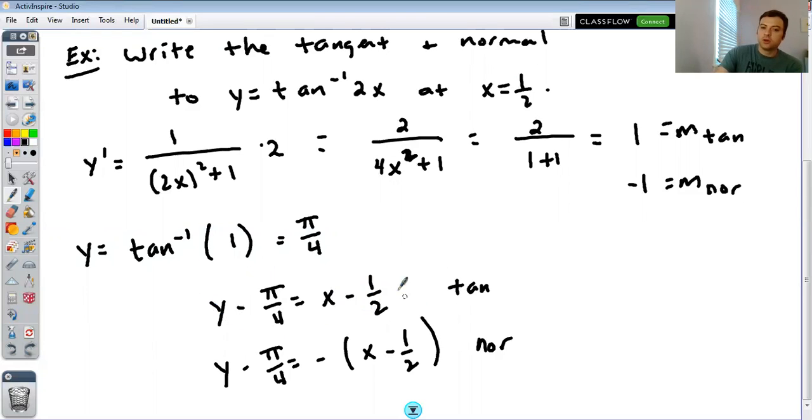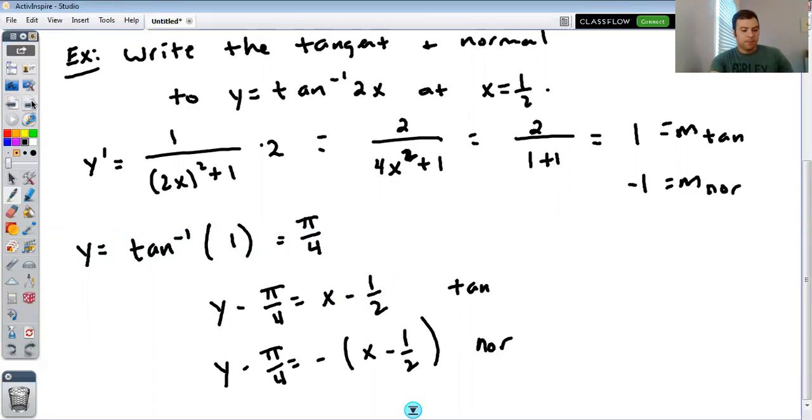So anytime you have to do a linearization, a linear approximation, a tangent line approximation, first get the tangent line and then substitute that value that you are trying to approximate at in for x.